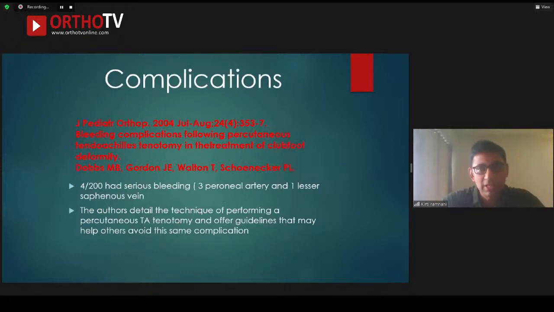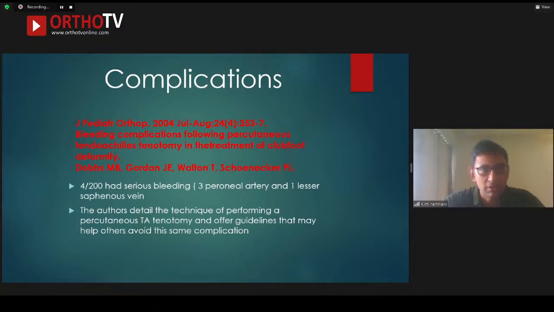Although this is a very simple, straightforward procedure, there have been complications reported in which the peroneal artery and the lesser saphenous vein have been damaged. There is another report in a case where there was a single artery leg and the posterior tibial was damaged and the child landed up in complications.